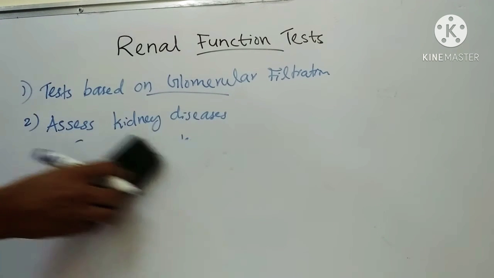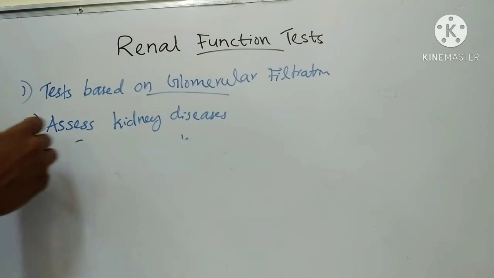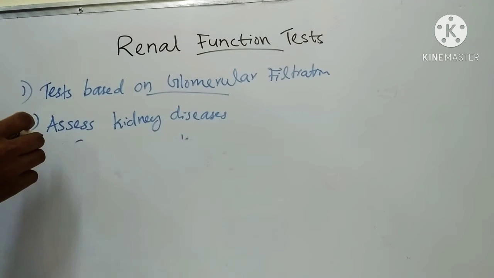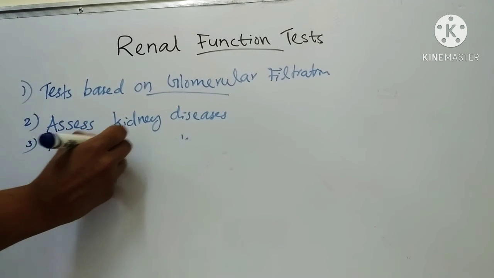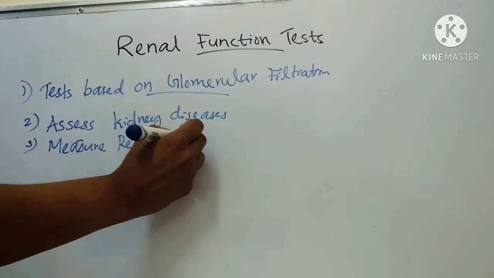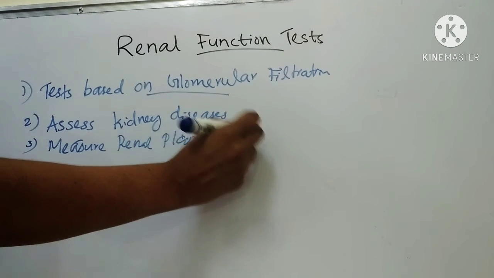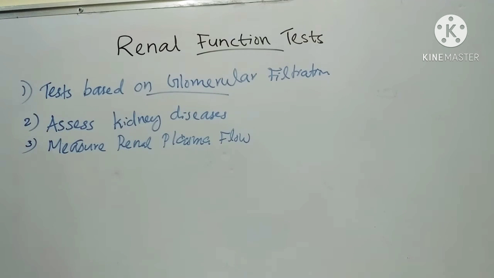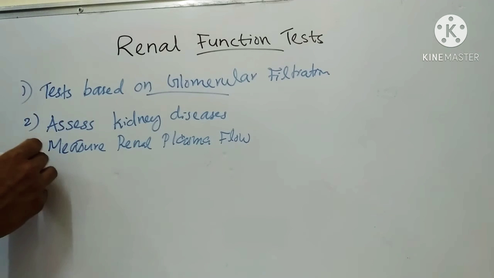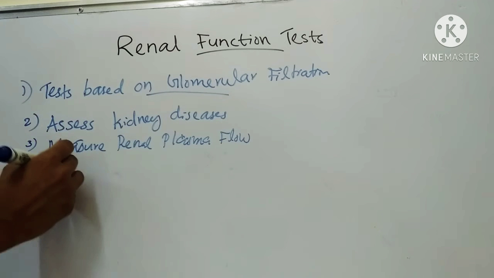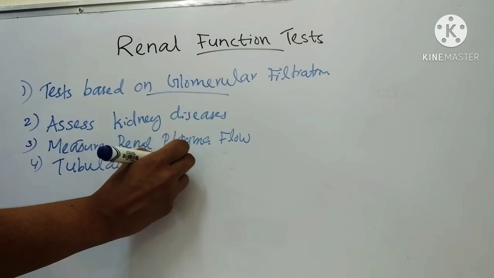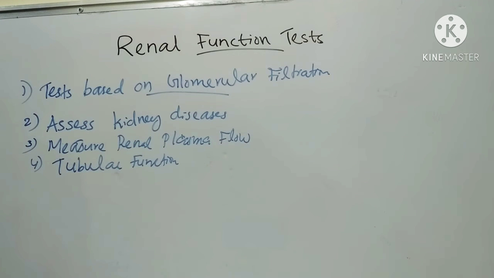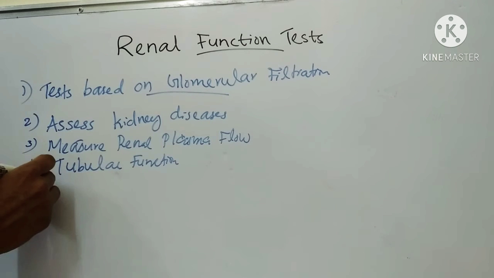Then the third classification is tests to measure renal plasma flow. This includes the para-aminohippurate test and filtration fraction. The fourth one is tests based on tubular function. This includes concentration and dilution tests, the 15-minute PSP excretion test, and measurement of tubular secretory mass.